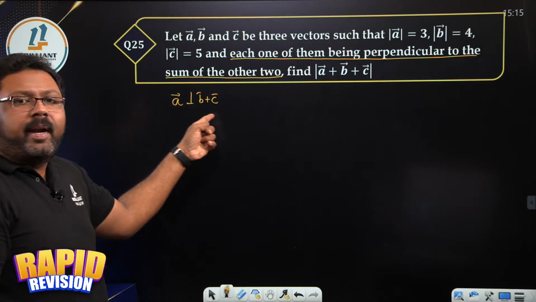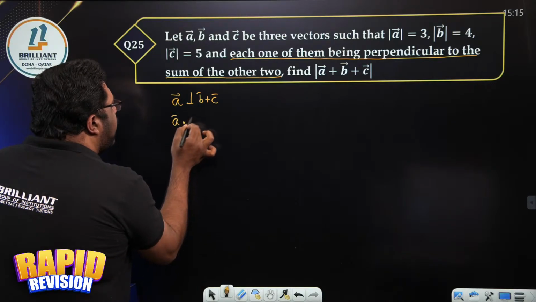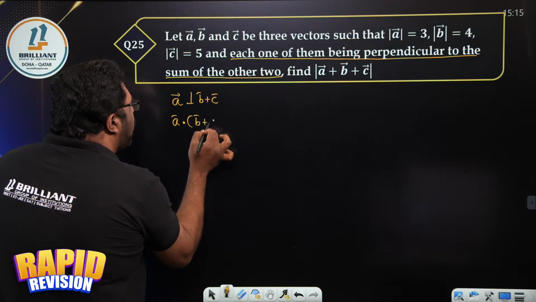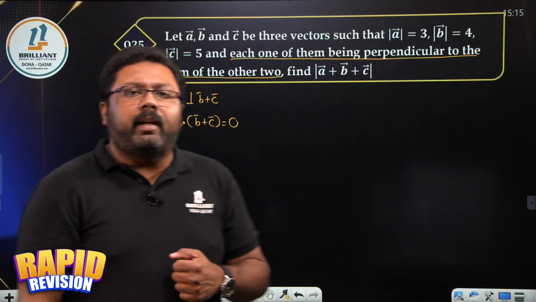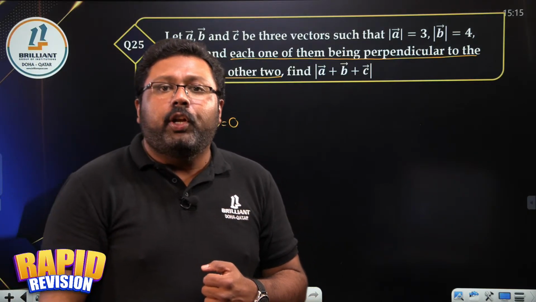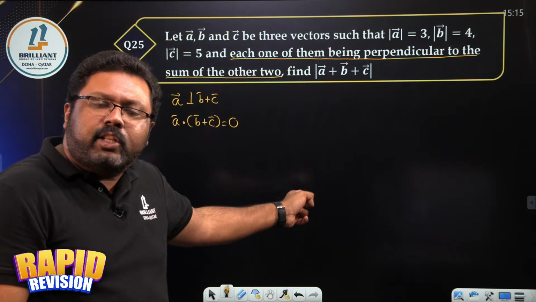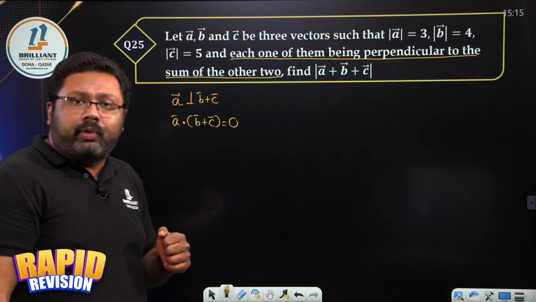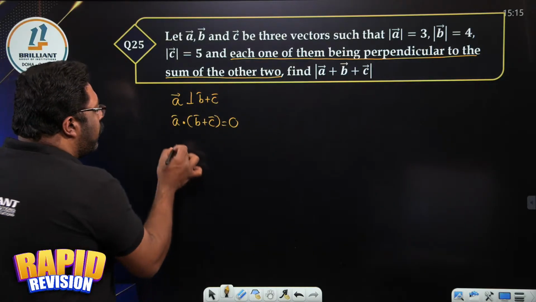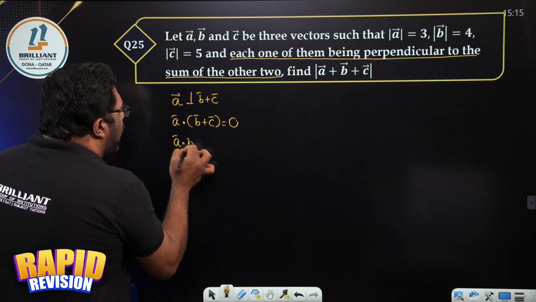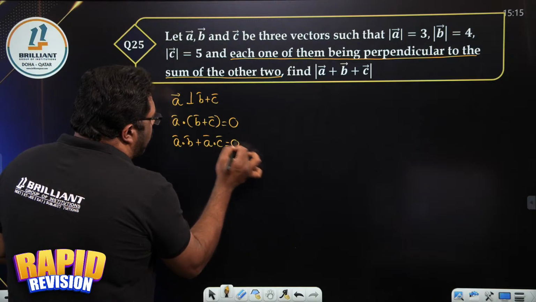One vector is perpendicular to the sum of the other two. Perpendicular, we know that if a vector is perpendicular to another, their dot product is 0. We have seen a lot of questions in the MCQ discussion as well as in vector and 3D subjective questions also. A dot (B plus C) equal to 0. So can I say A dot B plus A dot C equal to 0?